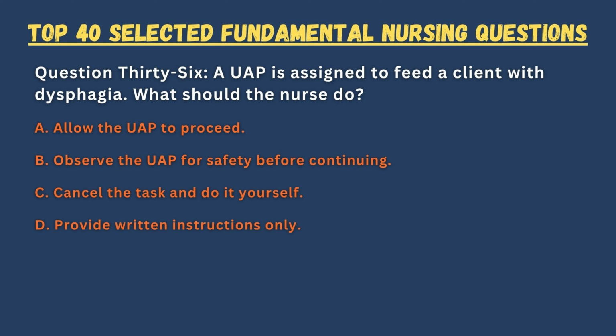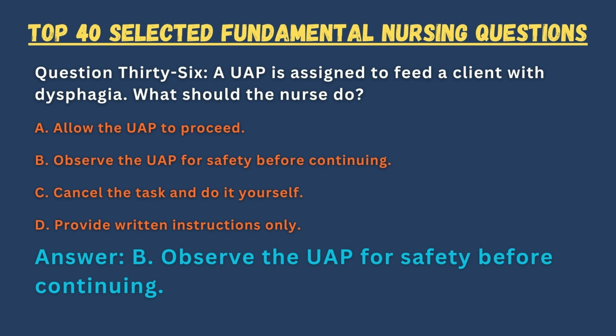Question 36. A UAP is assigned to feed a client with dysphagia. What should the nurse do? A. Allow the UAP to proceed. B. Observe the UAP for safety before continuing. C. Cancel the task and do it yourself. D. Provide written instructions only. Answer: B. Observe the UAP for safety before continuing.